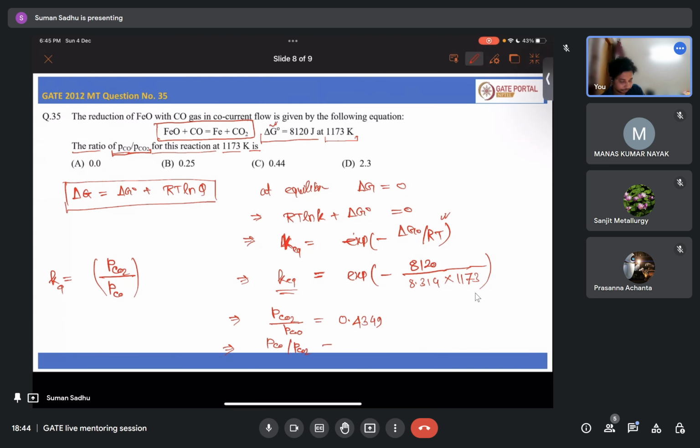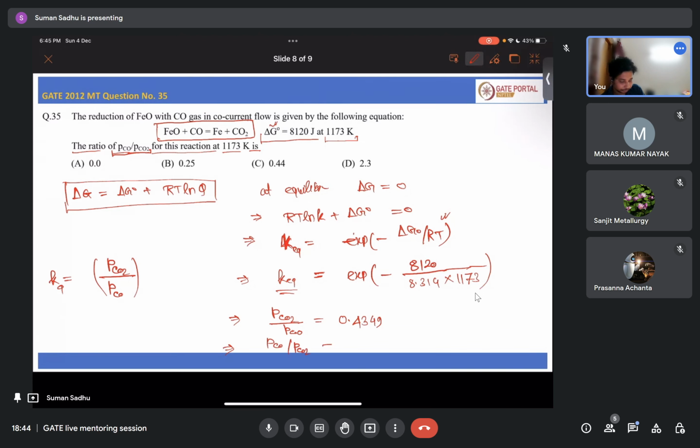So in case of gas, activity is basically the partial pressure of your gas divided by the total pressure, right? This you know, right? Activity is partial pressure divided by the total pressure. If in a system, let's say we have two gases A and B, the activity is given by the partial pressure divided by the total pressure.